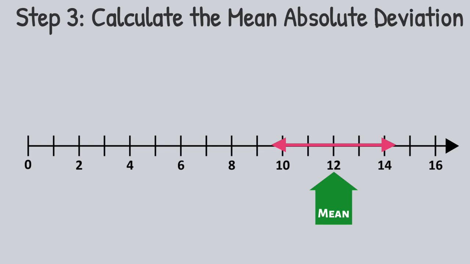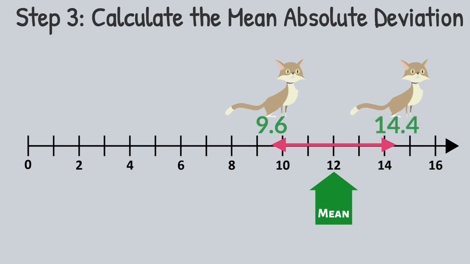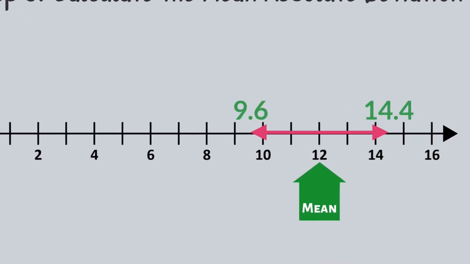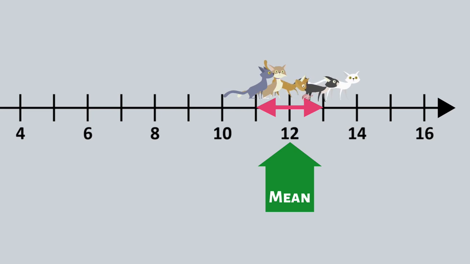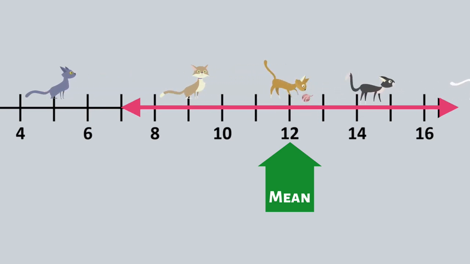If we were to create one typical cat to represent this group, its weight would be around 2.4 pounds above or below the mean. That's to say, there's a good chance that the cat weighs about 9 6/10 pounds or 14 4/10 pounds. The MAD gives us an idea of the spread of cat weights around the mean. A MAD of 2 4/10 pounds indicates a moderate spread in the weights of the cats. If the MAD were lower, like 1 pound, the weights would be closer to the mean, showing less variability in the data. If the MAD were higher, like 5 pounds, the weights would be more spread out, indicating greater variability.